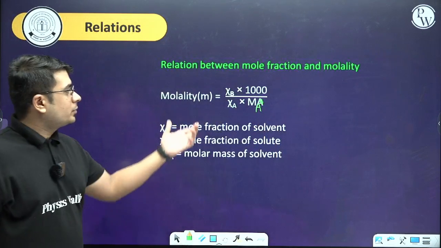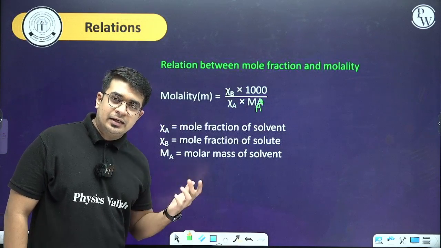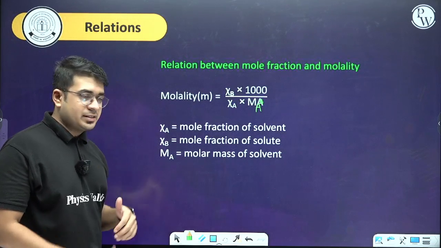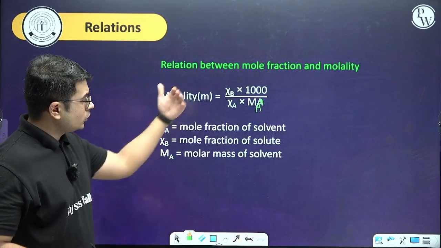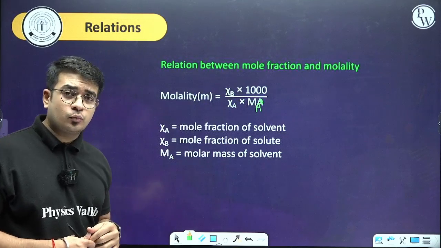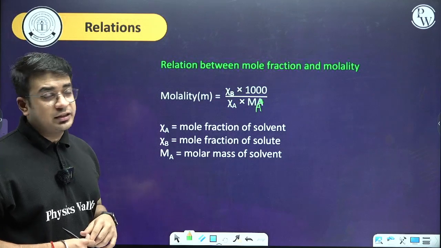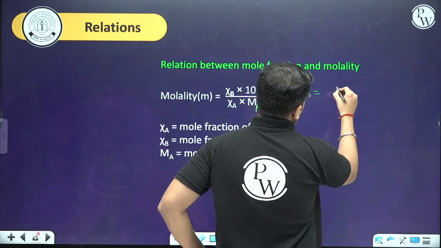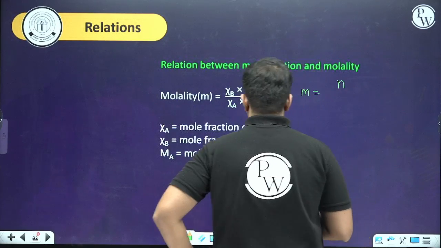Here chi B and chi A are the mole fractions of solute and solvent, and M A is the molar mass of the solvent. You can expand the formula of molality to find the values in each case. So I can say that molality will be equal to the number of moles of solute.